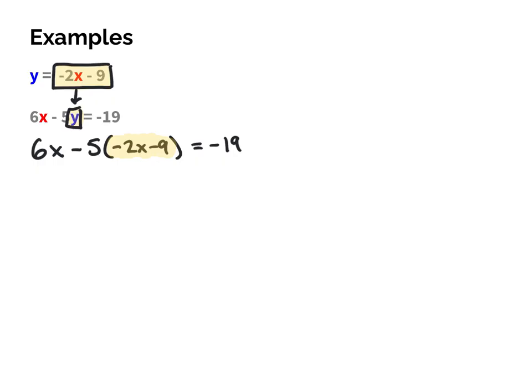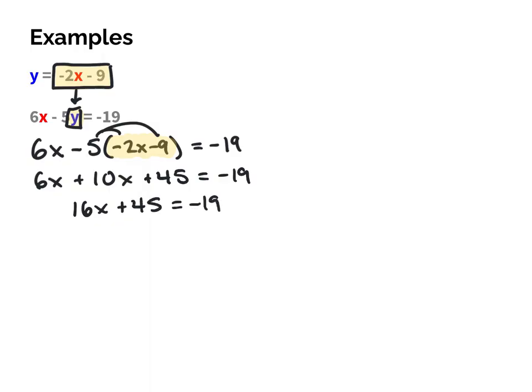Now what I have to do is clean this up a little bit. 6x minus 5 times all that. First thing I probably want to do is take that 5 and distribute it. So I would have your 6x, then minus 5 times negative 2 would give me positive 10x. Then I have minus 5 times minus 9, which would give me a positive 45. And that's going to equal negative 19. The next thing I'm going to do is combine my like terms. So 6x and 10x I can combine to get 16x plus 45 equals negative 19.